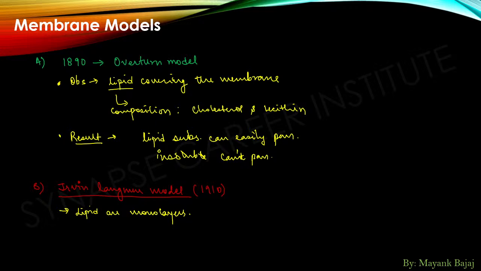And they are amphipathic in nature. So what is the meaning of amphipathic? Amphipathic means molecules that are both polar as well as non-polar. Right? So in the same molecule we have a polar group as well as a non-polar group.